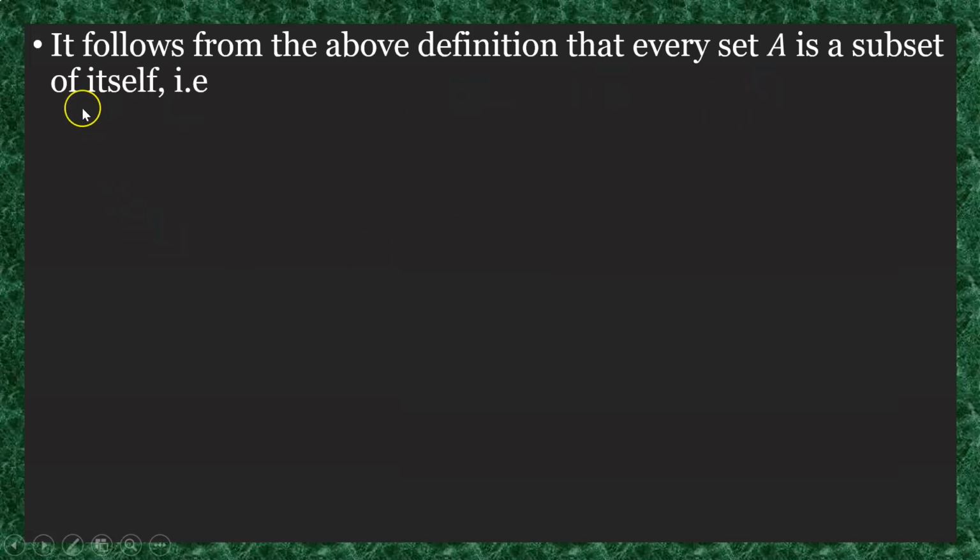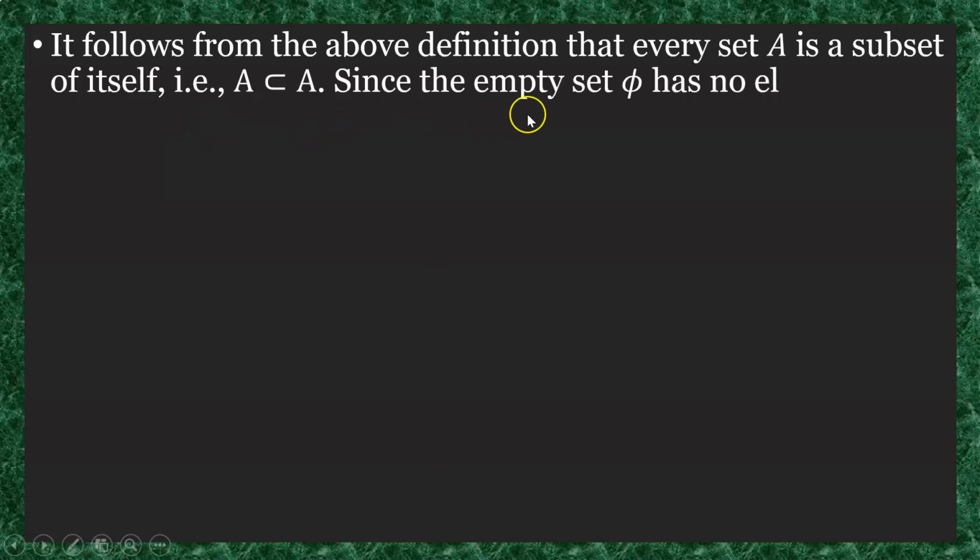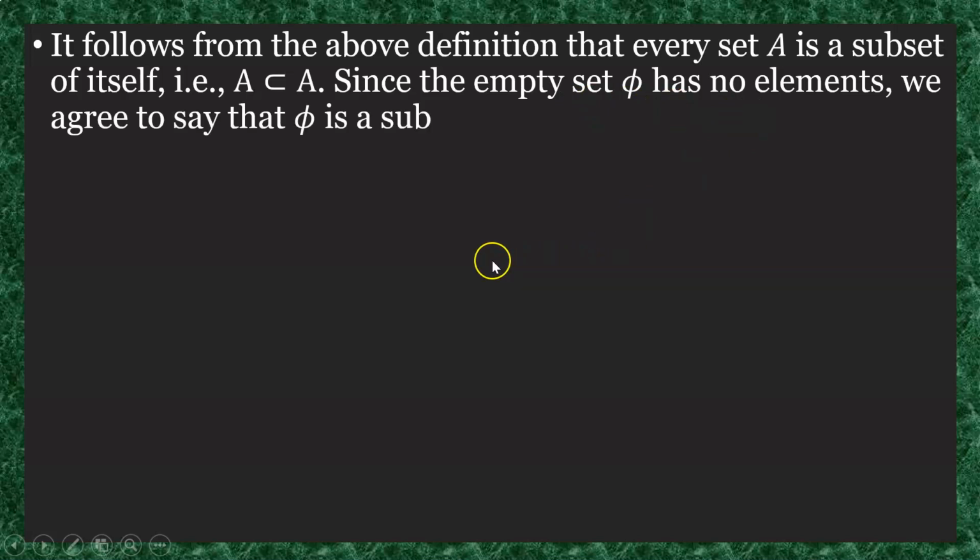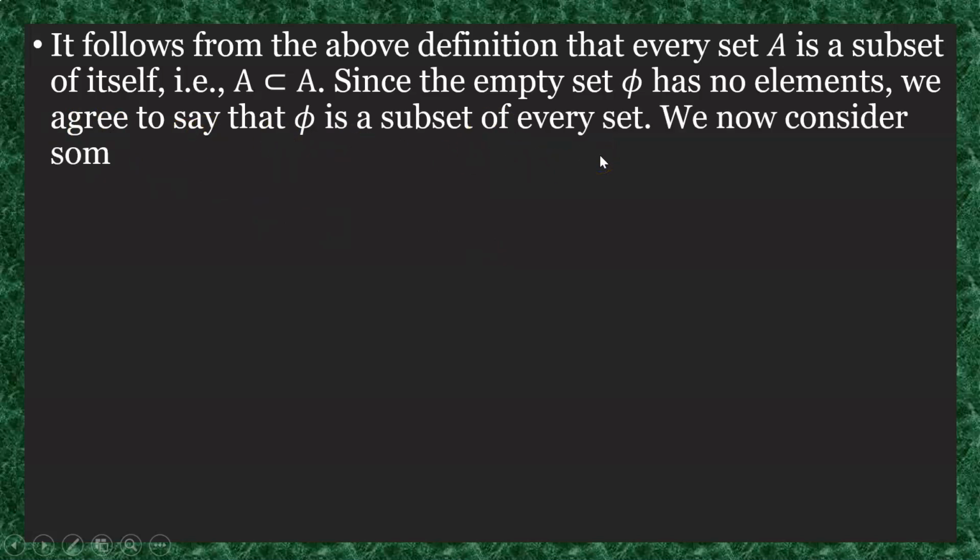It follows from the above definition that every set A is a subset of itself, that is, A is a subset of A. Since the empty set phi has no element, we agree to say that phi is a subset of every set.